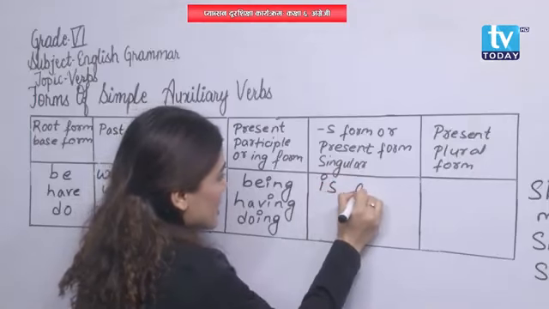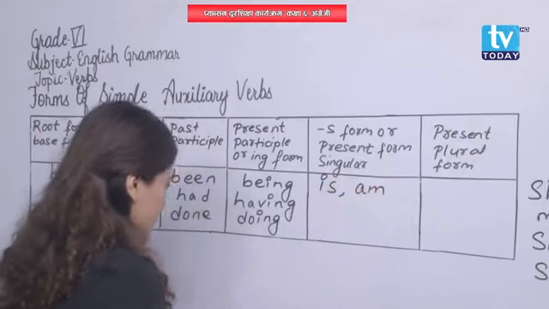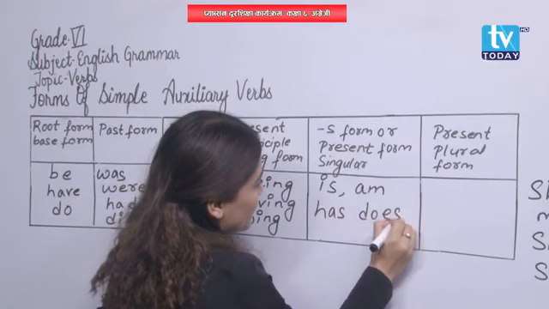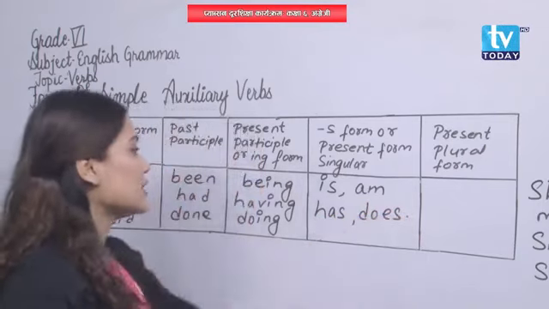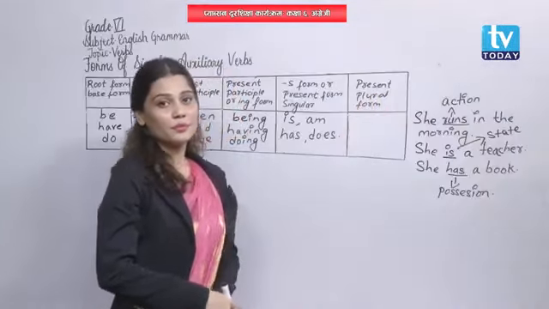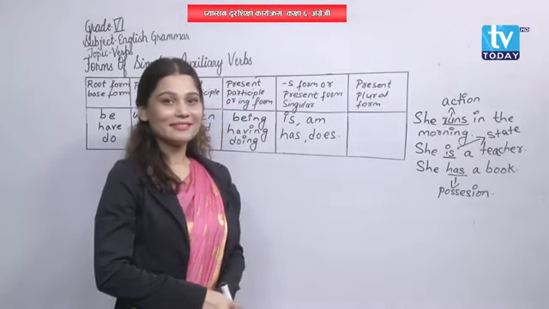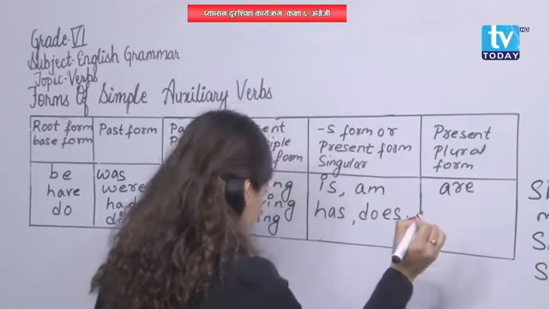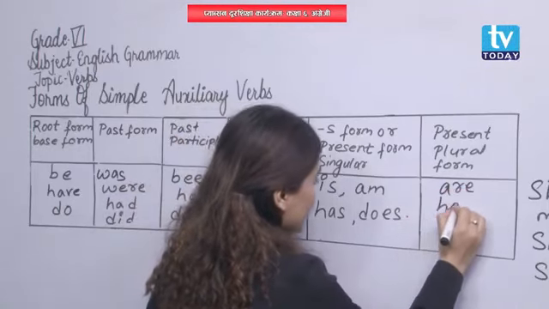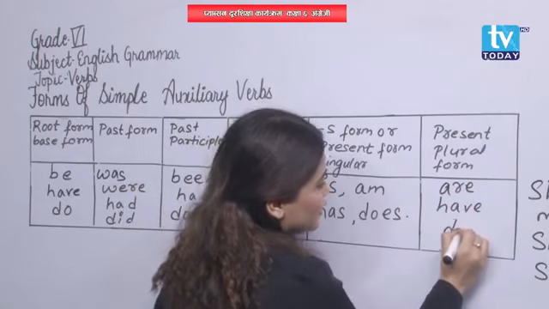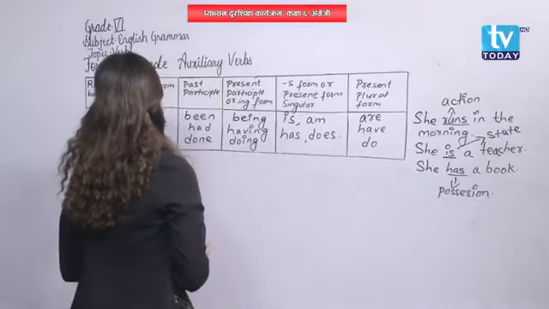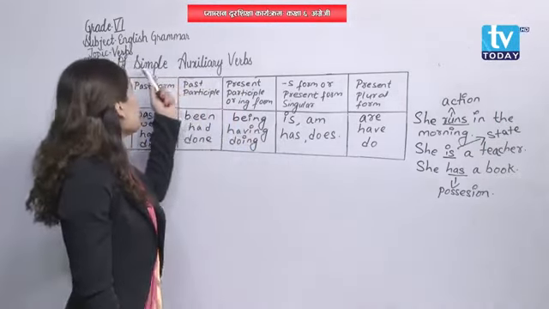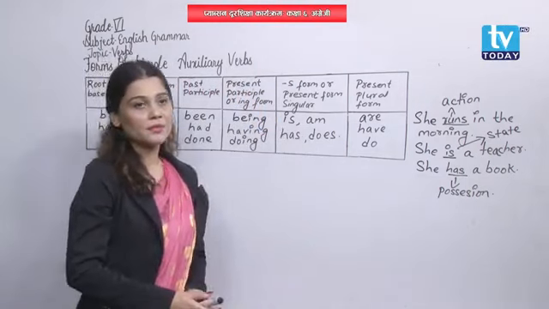Is, am, has, does. And the last one is present plural form. What will be here? Are, have and do. Yes. These are the verbs which are used as simple auxiliary verbs.